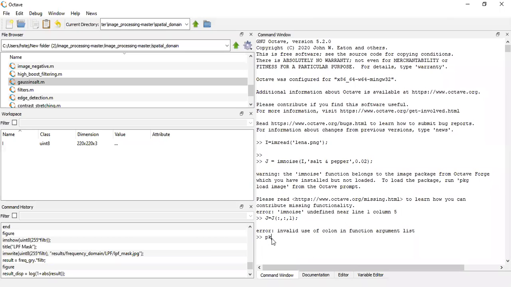So always you remember that we need to load the package, load image. Then only your program works.